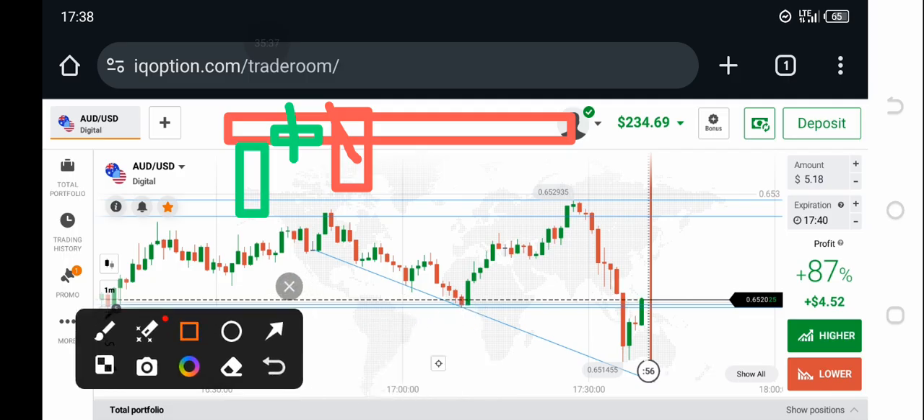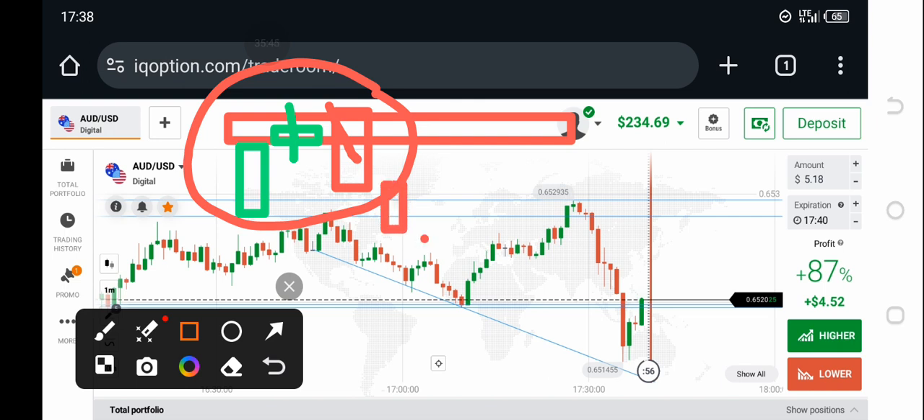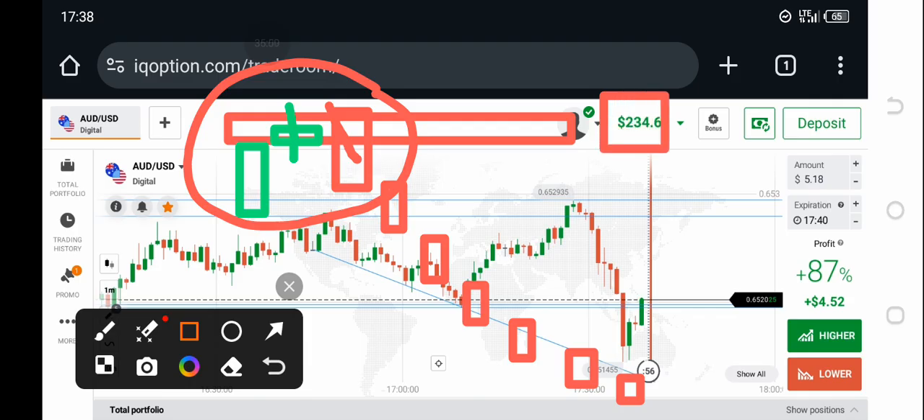So after spotting this particular signal, I opened the position, and then you can see the market goes down like that, like this, like this. Okay, hope I'm making sense here, please. So you can see the market goes down and we're in profit. Initially we had $230, now we have $234. We have made a profit of $4. It depends on the amount that I used to open the trade.